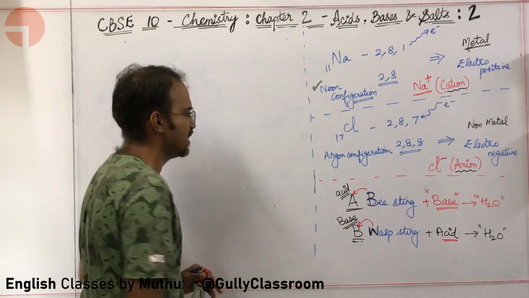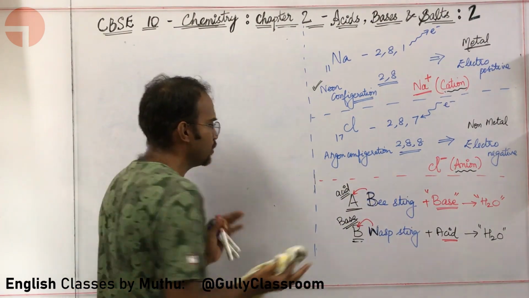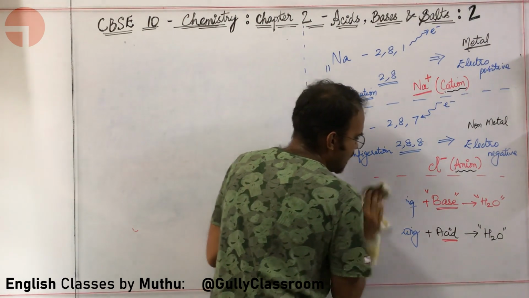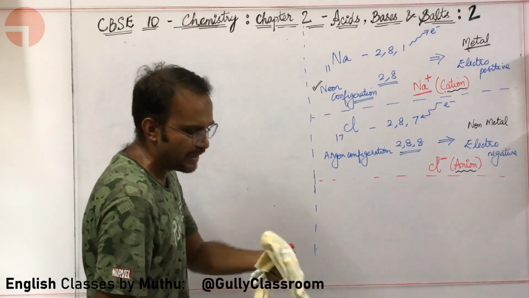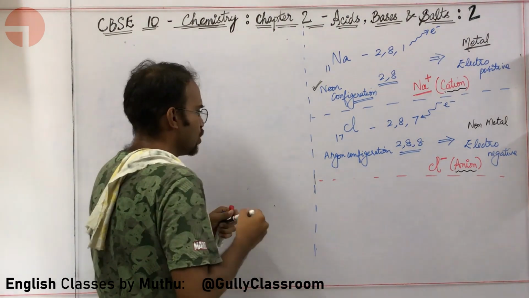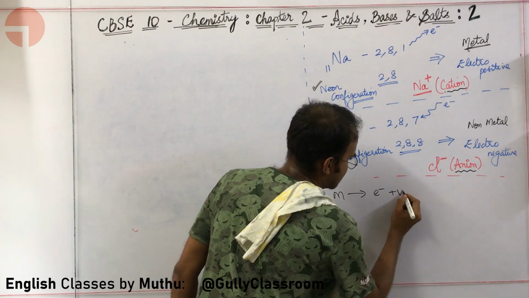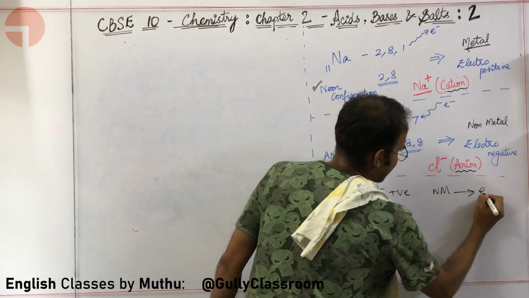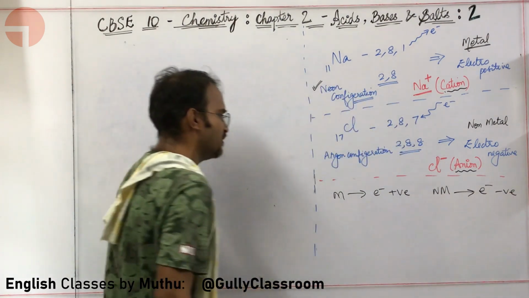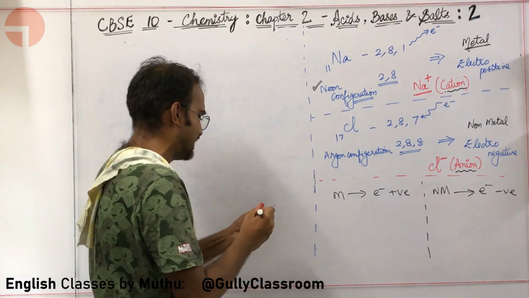Note it down. I am rubbing it off. Okay, we just saw about metals and non-metals. Metals are electropositive. Non-metals are electronegative. Okay, sir. What is the next thing?